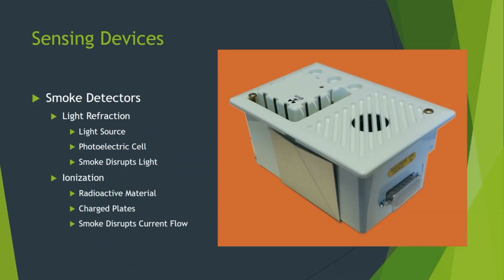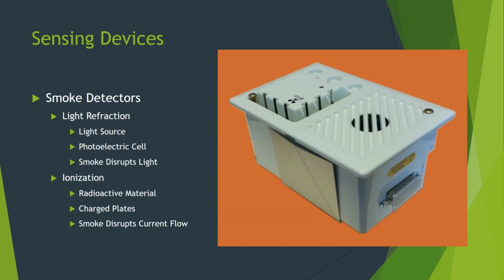Other sensing devices: smoke detectors. There are 2 main types: light refraction and ionization. For these, light refraction is basically a beam of light with a light source and a photoelectric cell to pick it up. When smoke goes in, it refracts the light, basically blocks it, scatters it. And so the amount of light going from the source to the photoelectric cell gets dimmer, and that tells it that there's a fire. This is how most of the ones in your house work, although some people have probably seen the little radiation symbol on them.